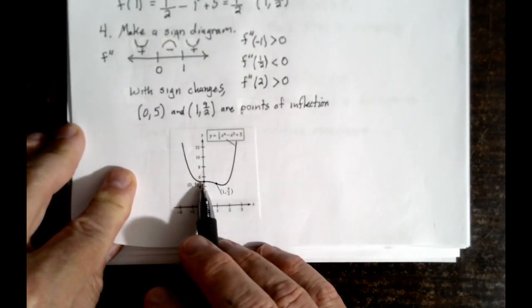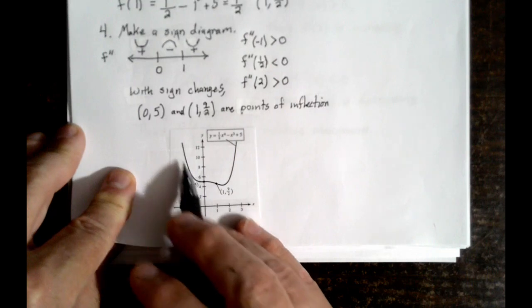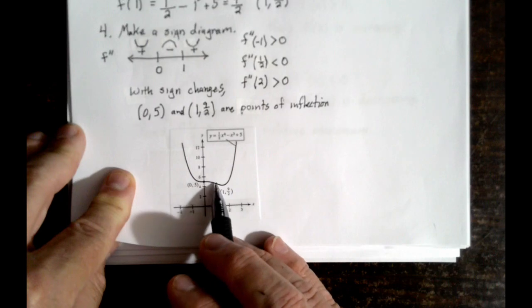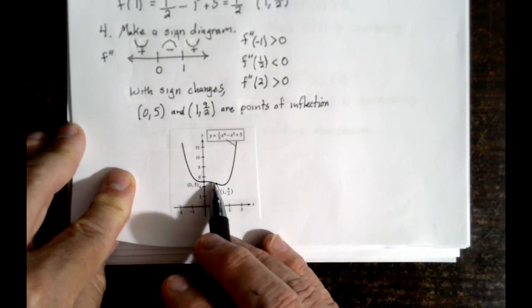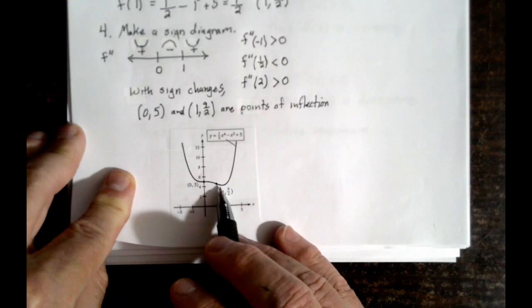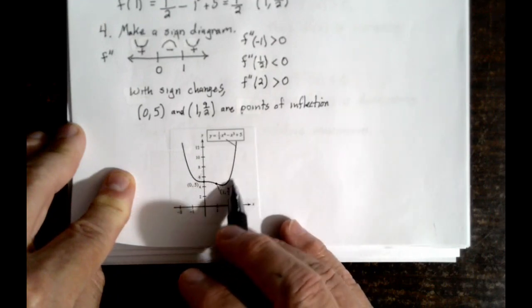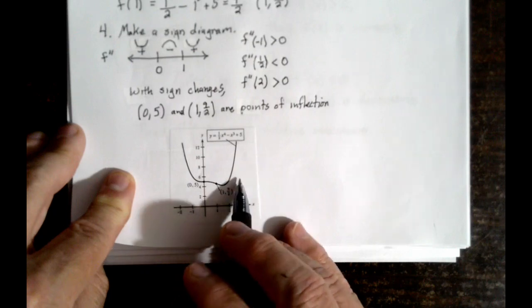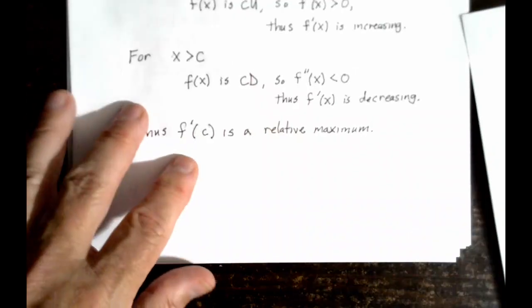Now why do you have a point of inflection there? Because here is concave up. It's curving like a cereal bowl. And then here is concave down. It's hard to see, but it is actually curving downward. And then here is concave up, where you're curving upward. So you got concave up, concave down, concave up. So these are both points of inflection.